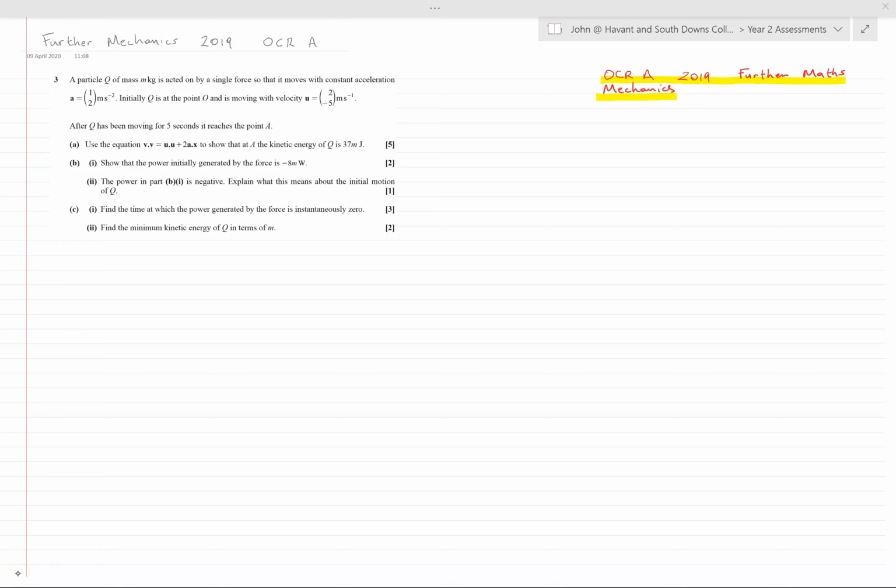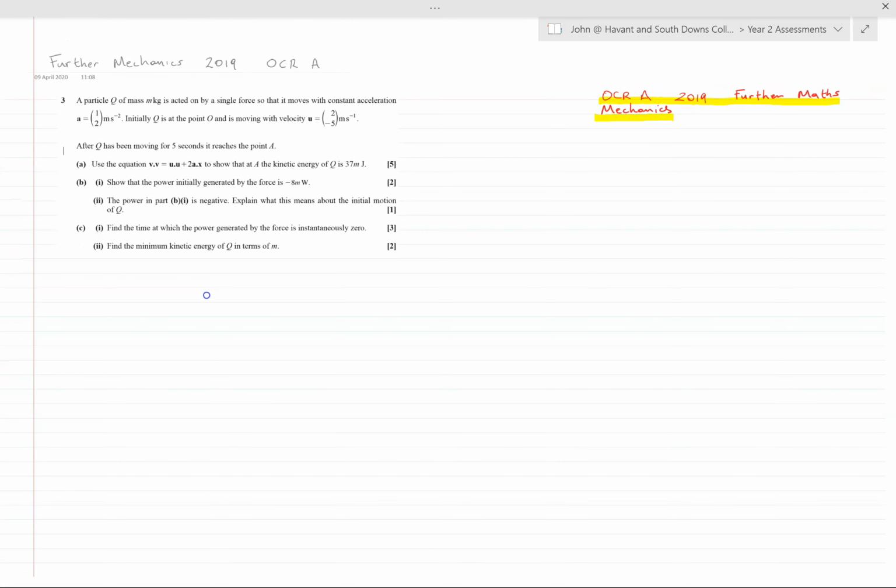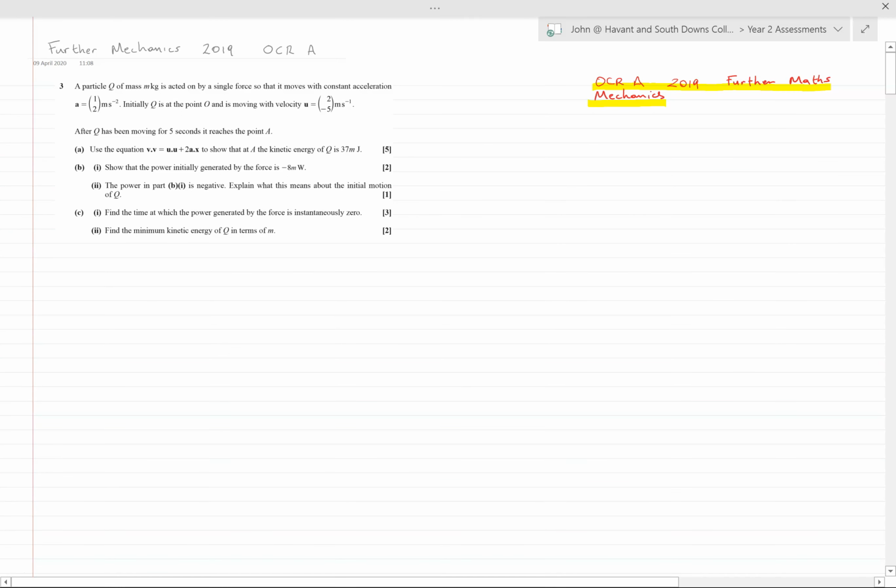Okay, so question 3 is a vector question using equations of constant acceleration, because we've got a constant acceleration here. Not constant speed, it might be added because we're in 2 dimensions. And we're just going to be using the various equations we know in vector form.